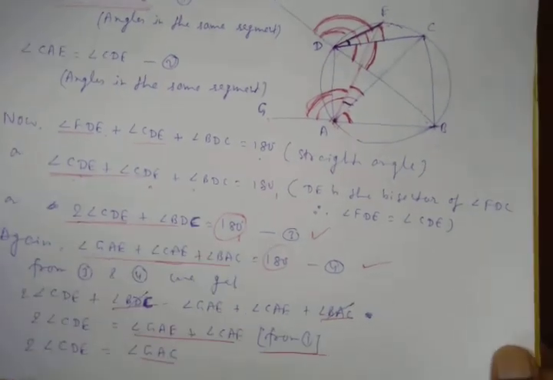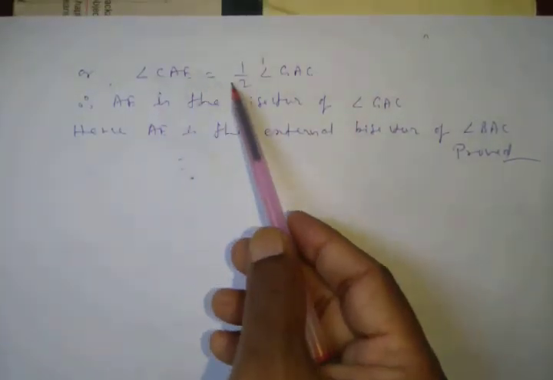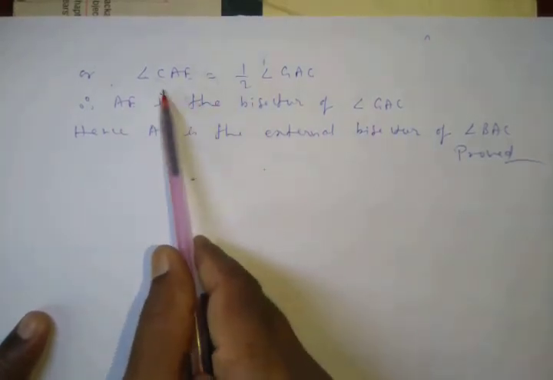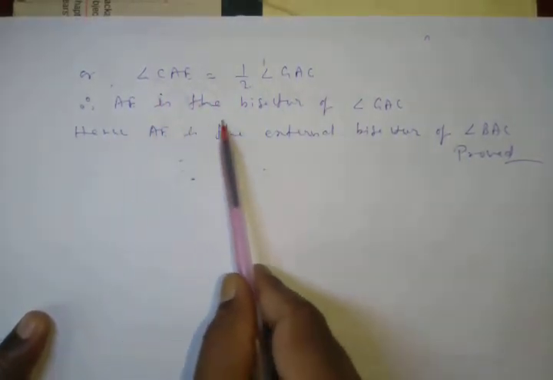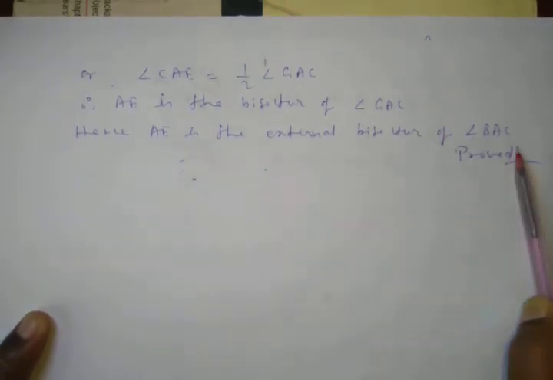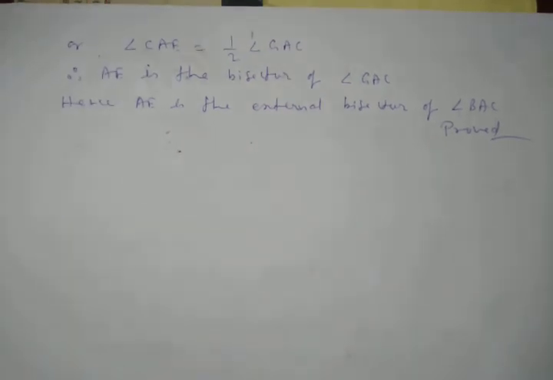And next, therefore angle CAE equals half angle GAC, and therefore we have proved that CAE equals half GAC. Therefore AE is the bisector of angle GAC, hence AE is the external bisector of BAC. It is proved. So I hope you understood all the solutions.